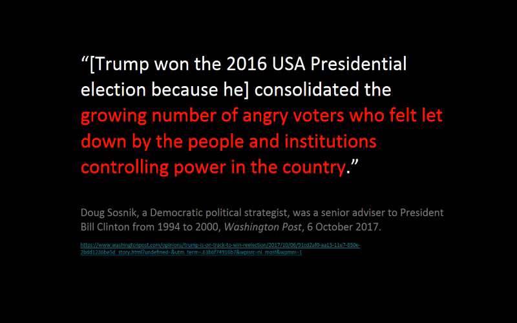So this was by a Democratic political strategist, writing a month ago. Trump won the 2016 US presidential election because he consolidated the growing number of angry voters who felt let down by the people and institutions controlling power in the country. I think that's a really important and insightful comment. People are angry. They're angry at governments, and they're voting basically to throw out what's there.